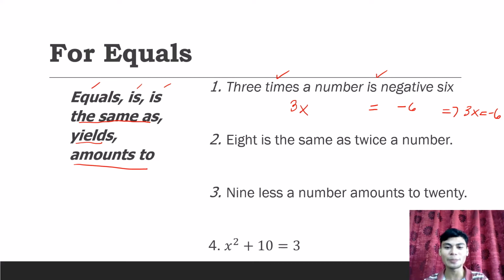Okay, example number 2. 8 is the same as... So meaning we are having here equal sign. So 8 is the same as twice a number. Basic, sir. 2x or 2y. Sige, 2y naman tayo. Yes, that's just it. 8 is the same as twice a number.